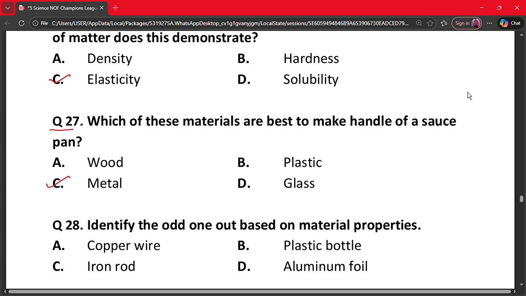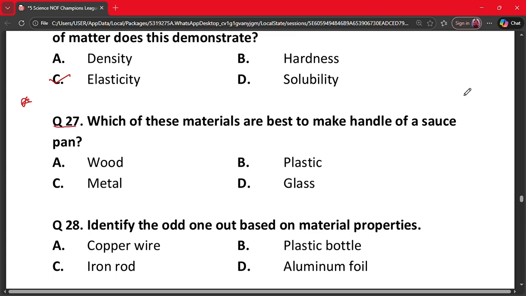I have to explain this question again. Insulates heat better. Wood. Okay. Again.